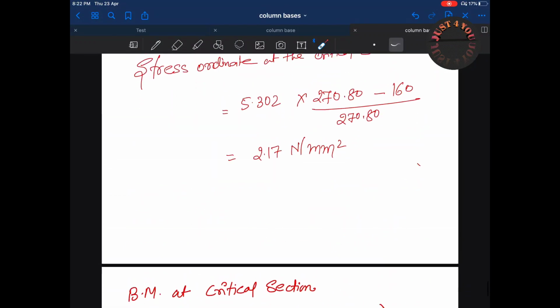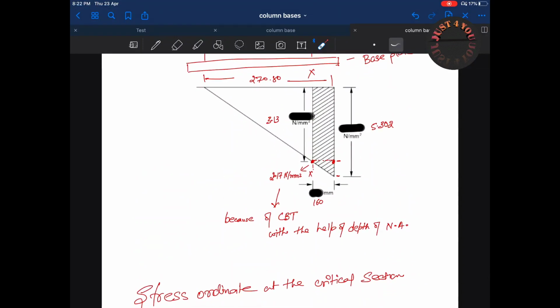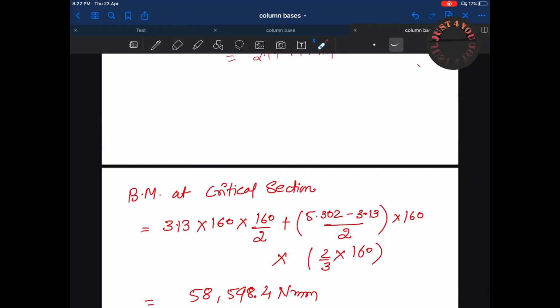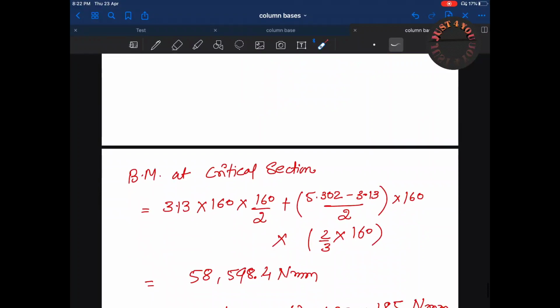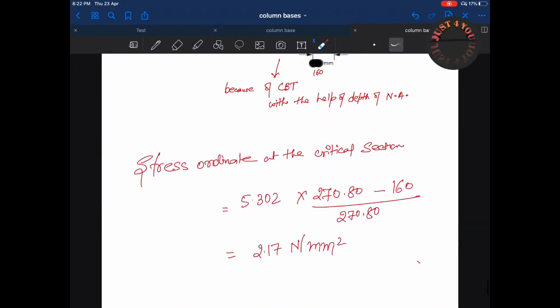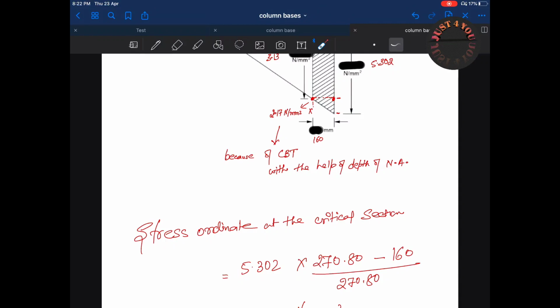And now we have to calculate the bending moment at the critical section axis. This portion is rectangular, so the value is WL square by 2, where the value of W is 3.13 and 160 is the projection here. This length is 160 mm, and the remaining triangle can be found out by multiplying its area and the CG distance.